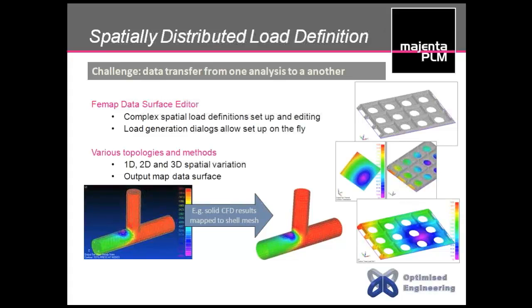One of the other clever things you can do in Femap is transfer results from one analysis to another. An example here is to take pressure results from a CFD analysis and map them onto a shell mesh, a structural mesh, and look at how those pressures influence the structural behavior.